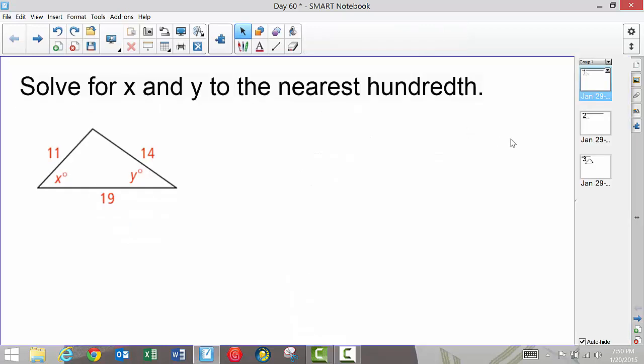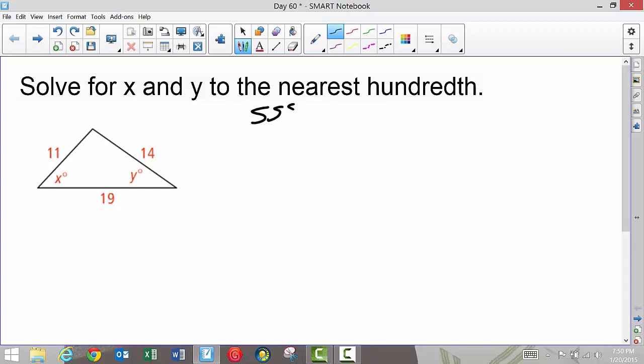So let's go to this. So here's our example using law of cosines. I know it's law of cosines because I am given side, side, side. So I have three sides, so it's the law of cosines.